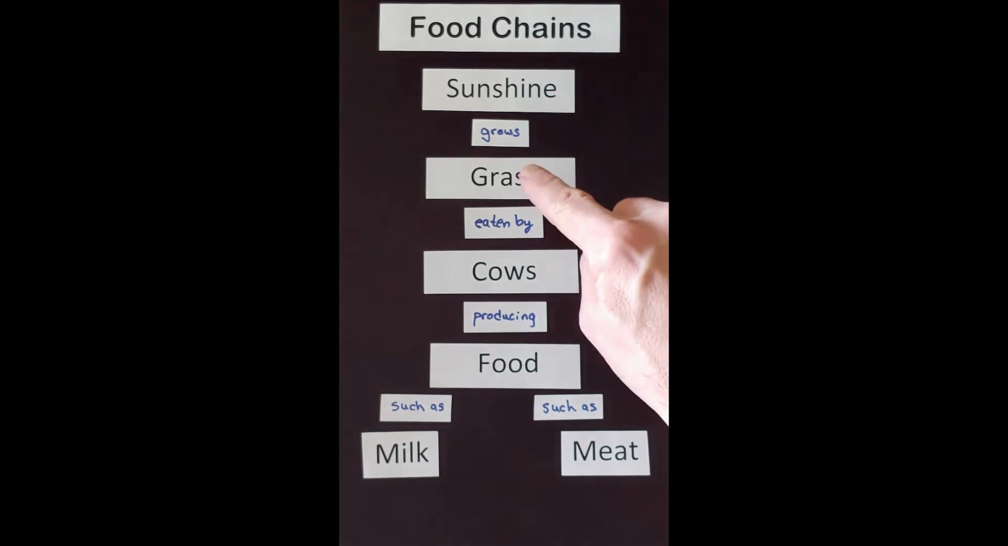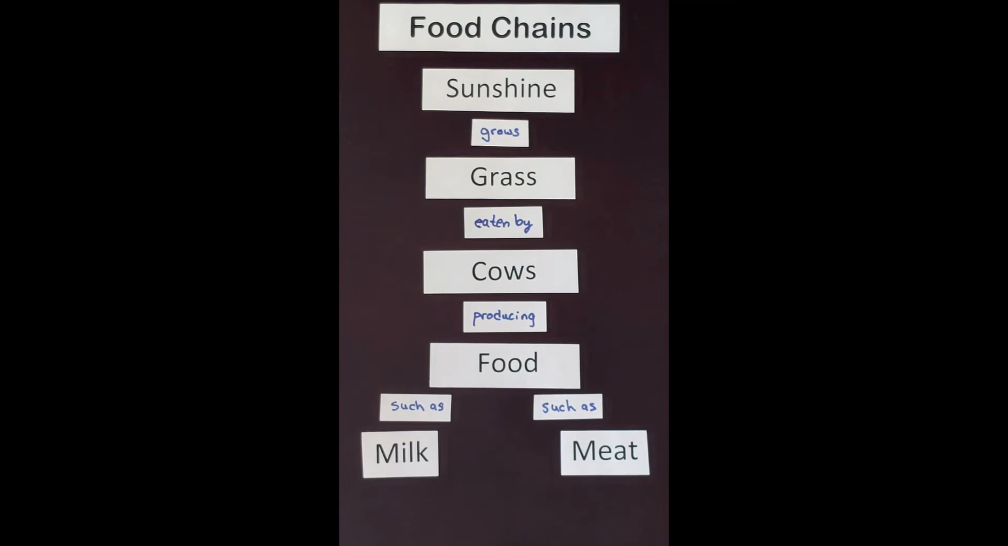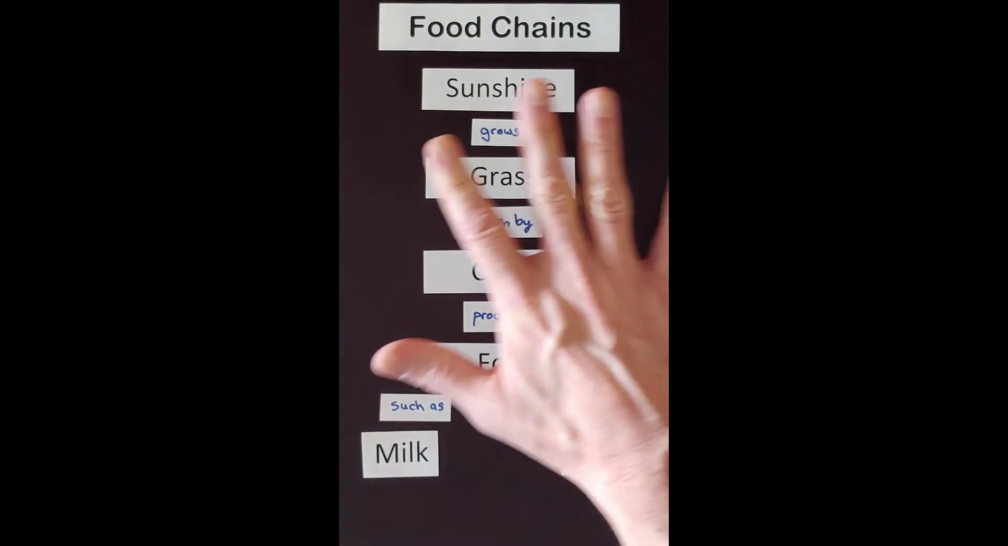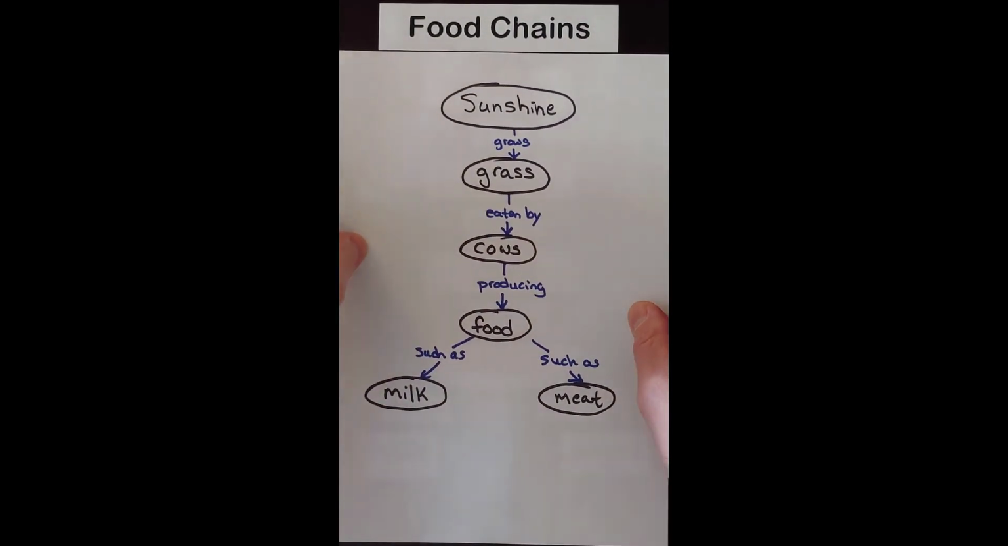So sunshine grows grass eaten by cows, producing foods such as milk and meat. All right. Now, once all of this is done and we put the thinking in and we're happy with it, we then can do the mechanics of the concept map. And that's what we have right here.